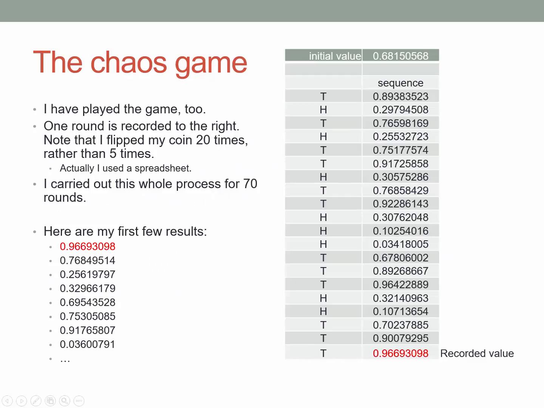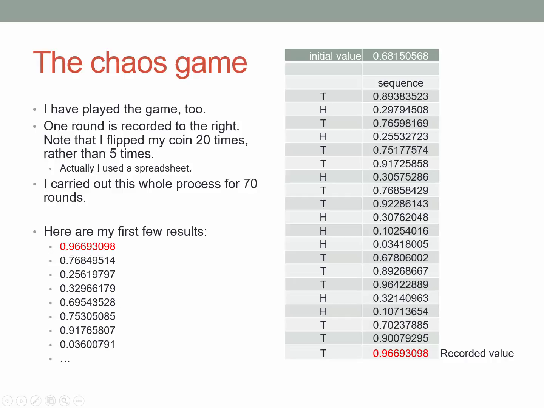Now, I likewise played the chaos game, and one of my rounds is recorded over to the right. You might want to note that I asked you to flip your coin only 5 times, but I flipped my coin 20 times. So I started with the number at the top, and depending on whether I had a tails or a heads, I followed the instructions just as you did. And I took 20 steps before I finally stopped, and I said, there's the number I got, and I recorded that value.